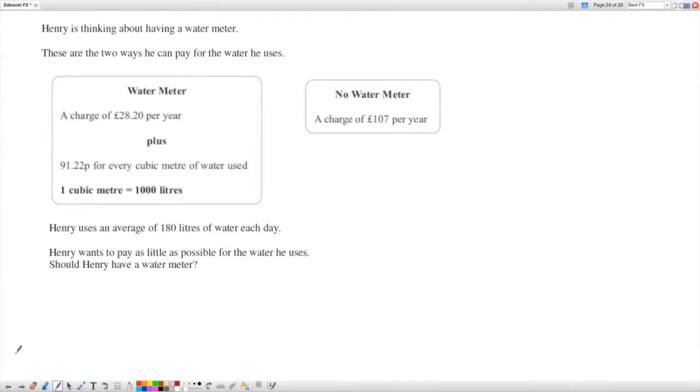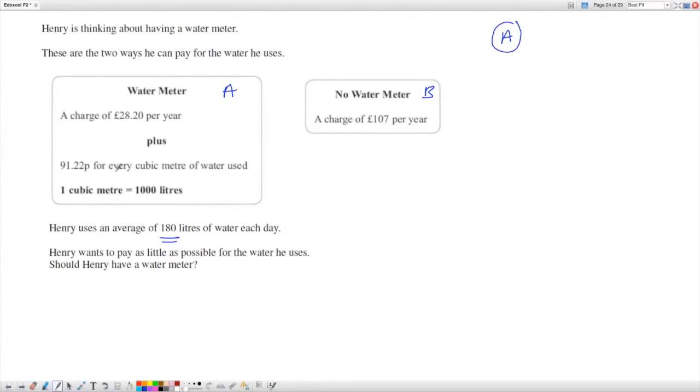In this question, we've got to do some problem solving. We've shown here two options around having a water meter and not having a water meter. We're told this person, Henry, uses 180 litres each day and he wants to pay as little as possible. So we've got to work out, is it cheaper for him to have a water meter or no water meter? So let's call this option A and this option B. Let's look at option A. For option A, we've got a charge of £28.20 per year. He's got to pay that.